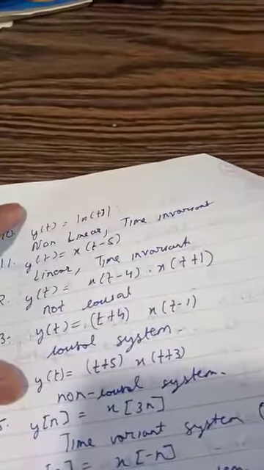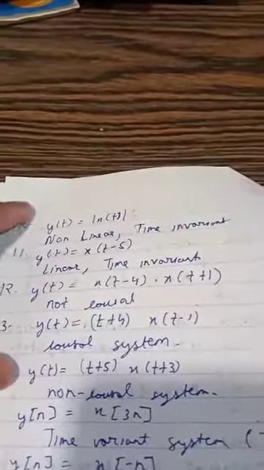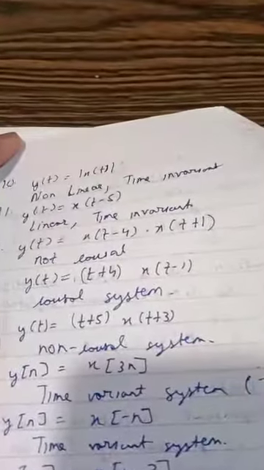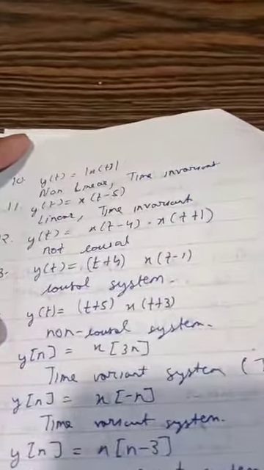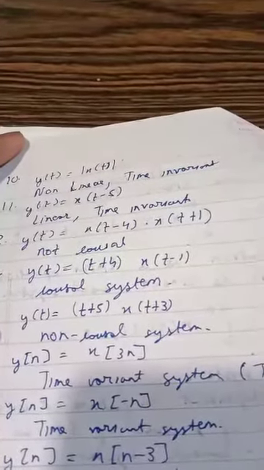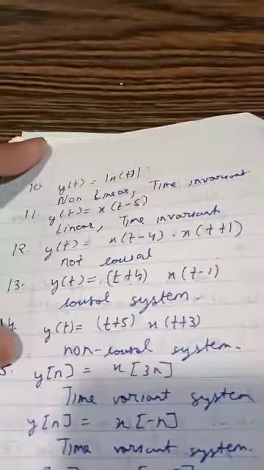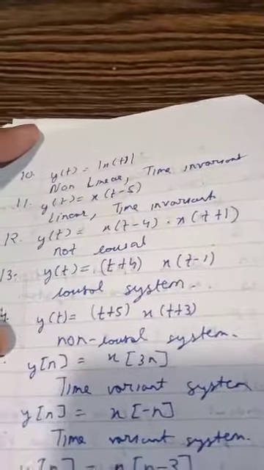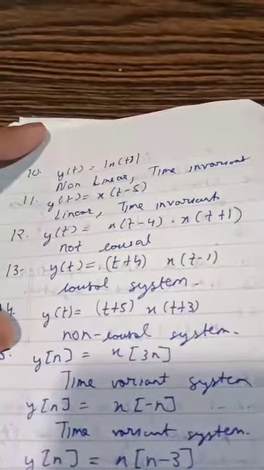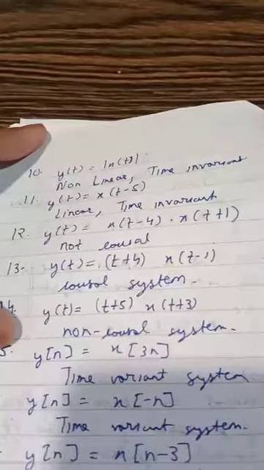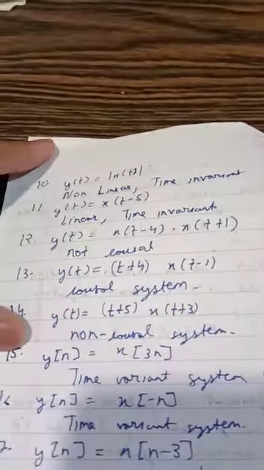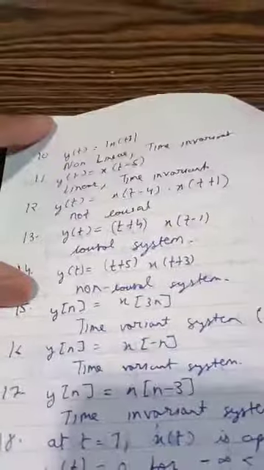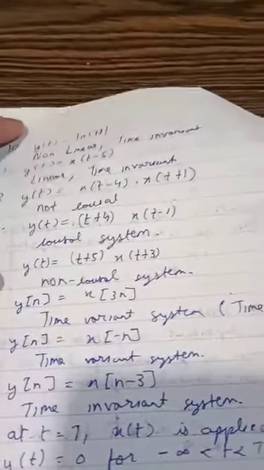Next operation is y(t) = x(t minus 5). This is a linear time invariant system, an LTI system. Next question is y(t) = x(t minus 4) + x(t + 1). It is not a causal system because of the presence of t plus 1. Next is y(t) = x(t + 4) + x(t minus 1). It is a causal system because it is dependent only on past and present values of input. Next, y(t) = x(t + 5) + x(t + 3). Again it is a non-causal system.